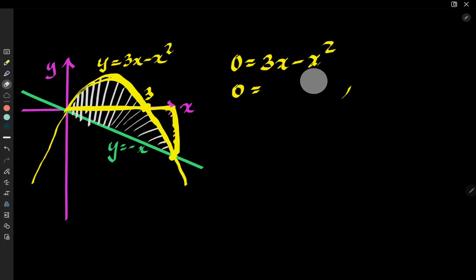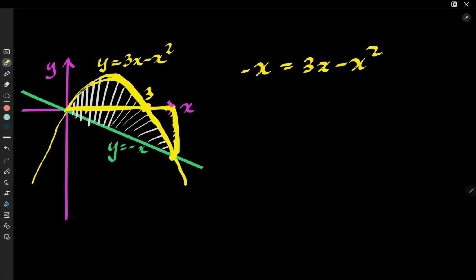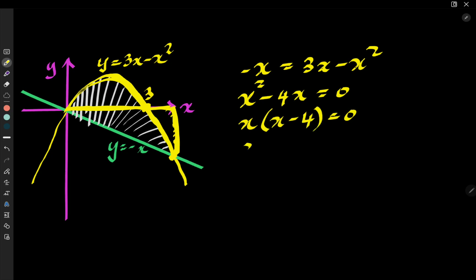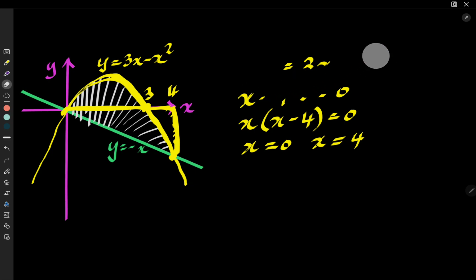Now, once we get that, we can also find the point of intersection of the yellow graph and the green graph. So that will be negative x equals 3x minus x squared. That can be simplified further to x squared minus 4x equals 0. Then we get x equal to 0, or x equal to 4. So we know that x is equal to 0 for sure, where they intersect here, and the other point will be 4. Once we get that, we have got everything.